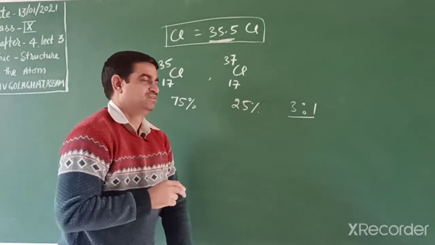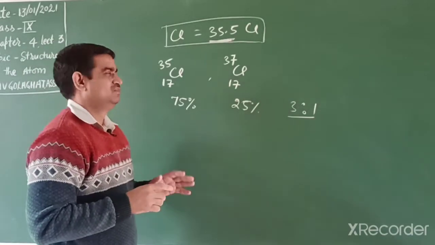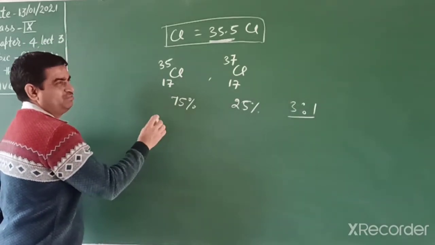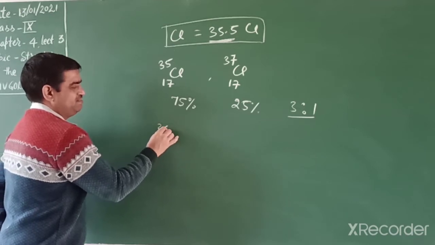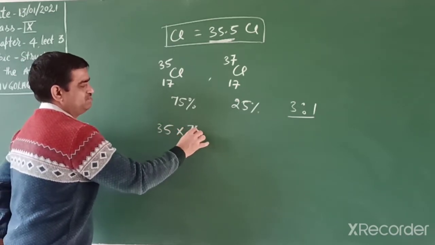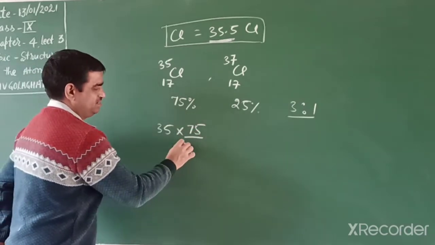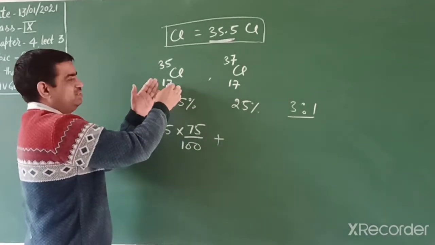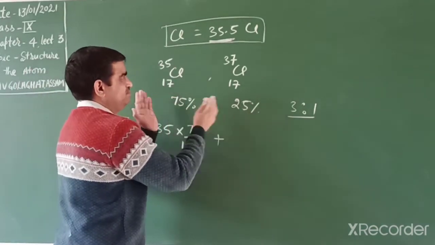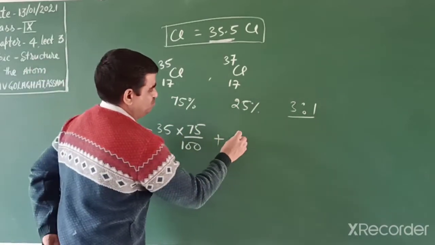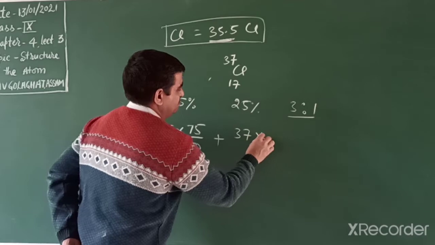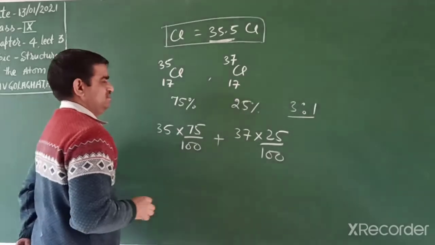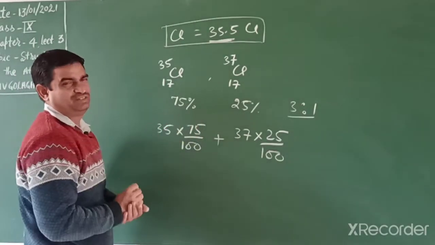So students, how can we find it? We can find it in this way: 35 into 75, we remove the percent sign by dividing by 100, plus, because the total is 75 plus 25, when we combine them it is 100%. So this mass 37 into 25 by 100. Now we have to solve to find that mass.